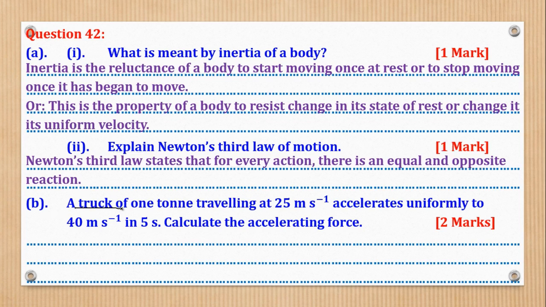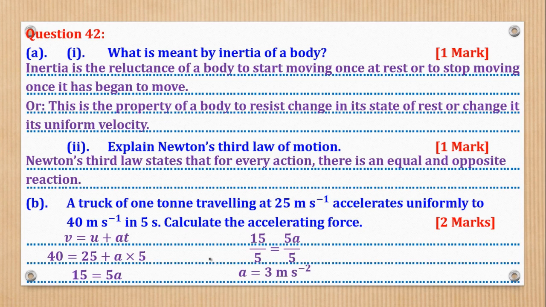Part B says a truck of 1 ton traveling at 25 meters per second accelerates uniformly to 40 meters per second in 5 seconds. Calculate the accelerating force. So you say from first equation of motion, V is 40, U is 25, T is 5. So A is the only unknown. They simplify, take 25 this side to come up with 15. Then this and this gives you 5A. Next is to make A the subject, divide both sides by 5 to get A as 3.